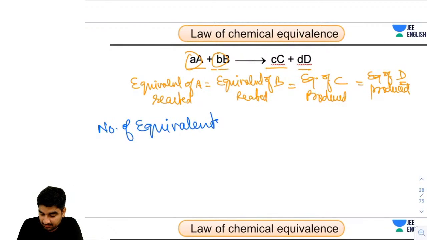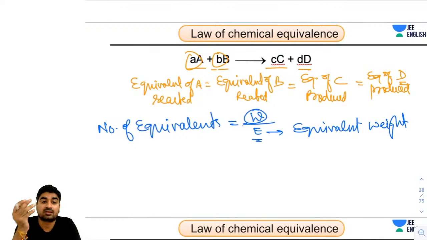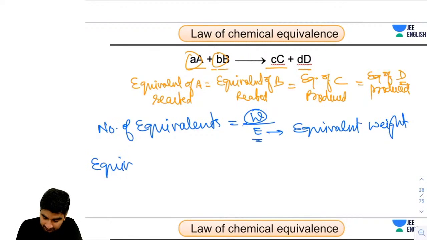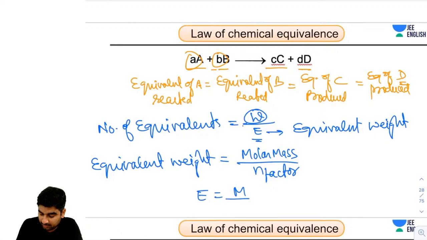Number of equivalents will be equal to W upon E. W is the mass of substance given. And what is E? E is called equivalent weight. Now there is one more term. Sir, what is this equivalent weight? So equivalent weight will be equal to molar mass over n factor. So E will be equal to molar mass upon n factor.